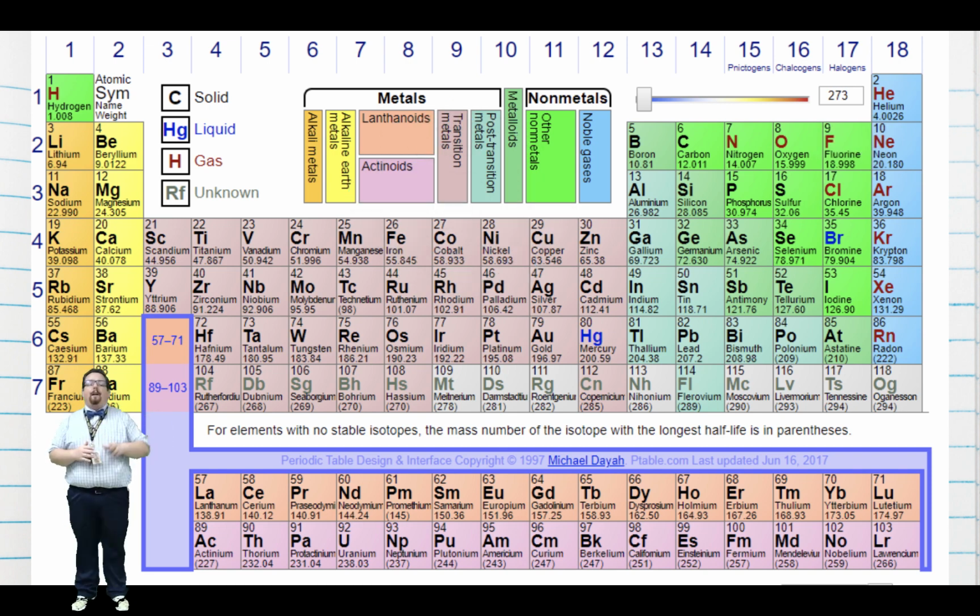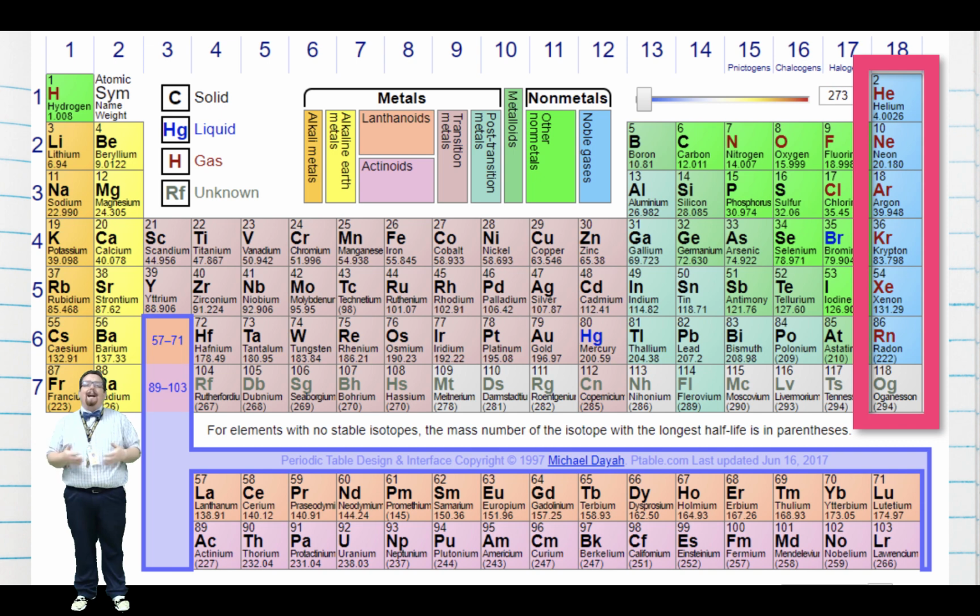On the very far right of the table, we have the noble gases, which already have 8 electrons, except helium only has 2, but its outer shell is completely full. They don't want to lose or gain any, so they're completely unreactive.